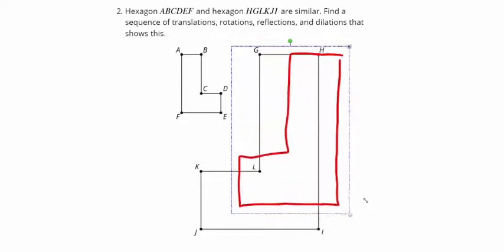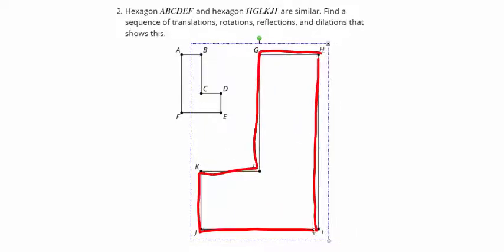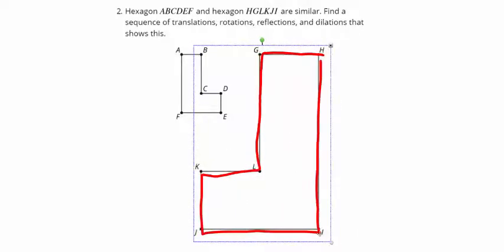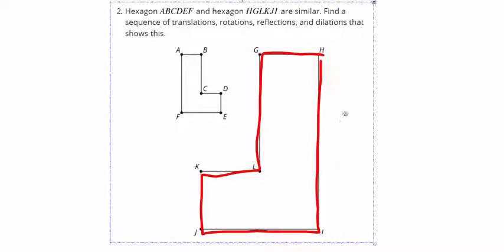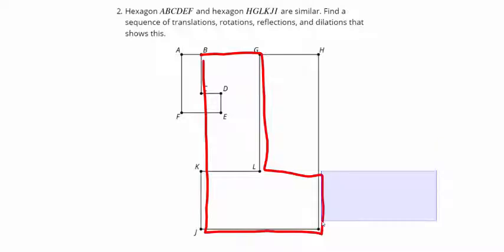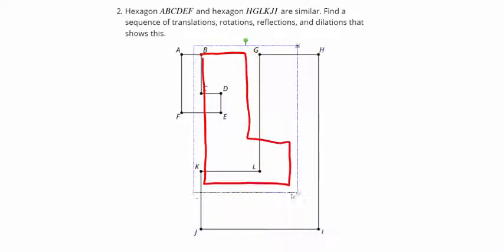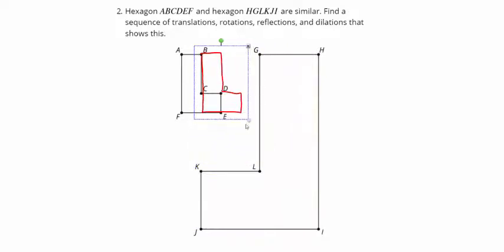And then I'm going to dilate. So I'm going to make it bigger. I got to move this over a little more. And there we go. Another thing I could do is translate the bigger figure and rotate and reflect it. And then scale it down.